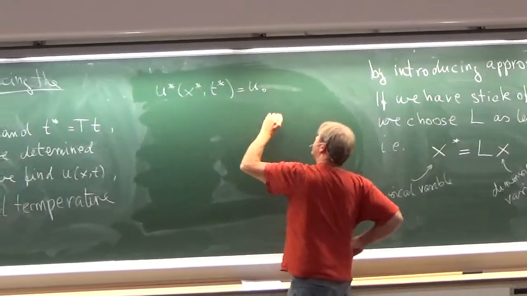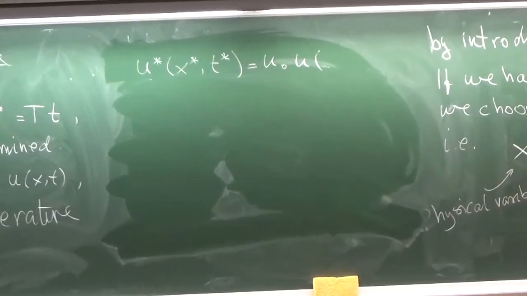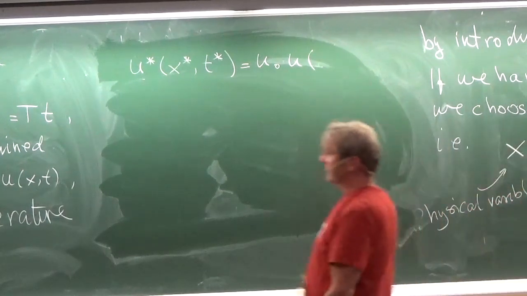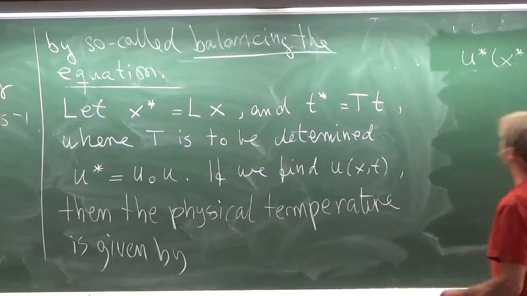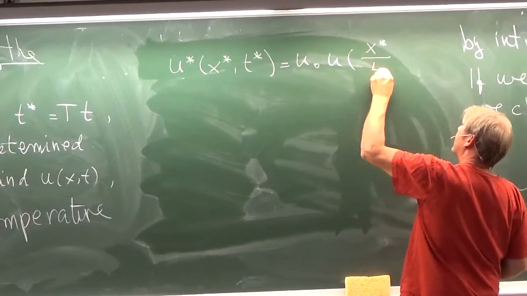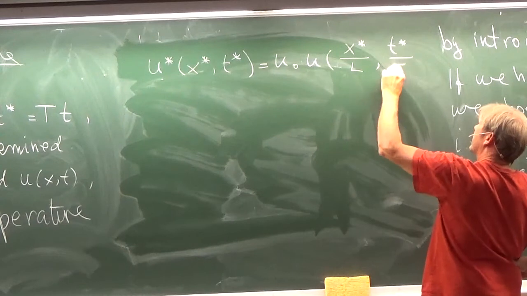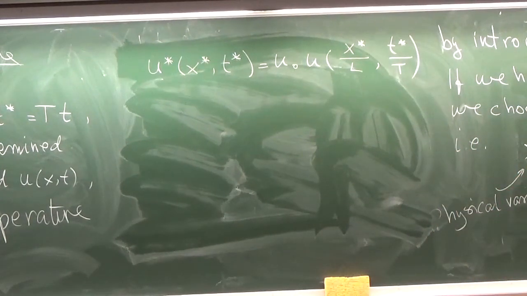u naught times u, and this u without the star is a function of x and t without the star, and we see that x is x star divided by L, and t is t star divided by the time scale. So finding this dimensionless u gives us the physical solution this way.